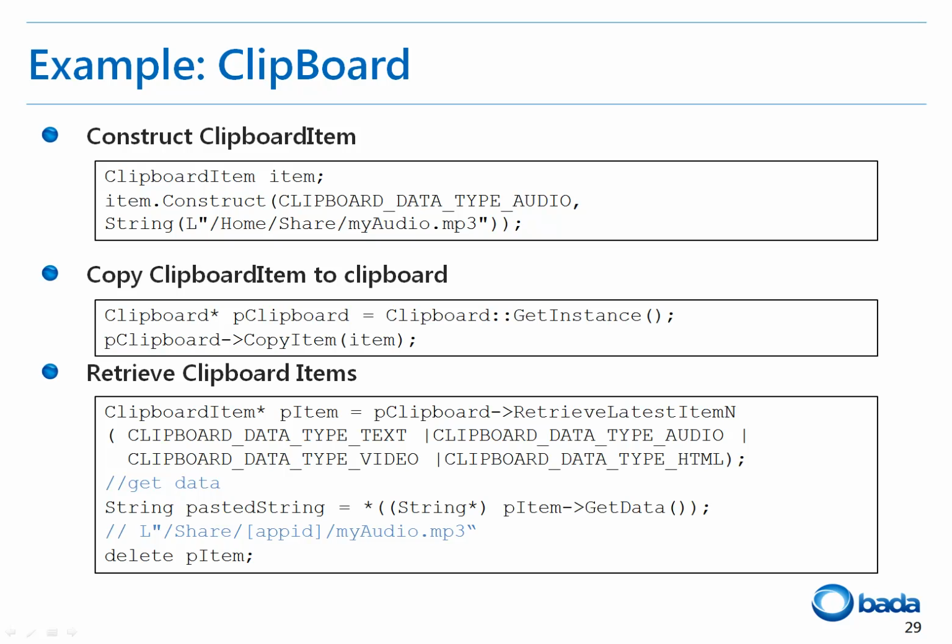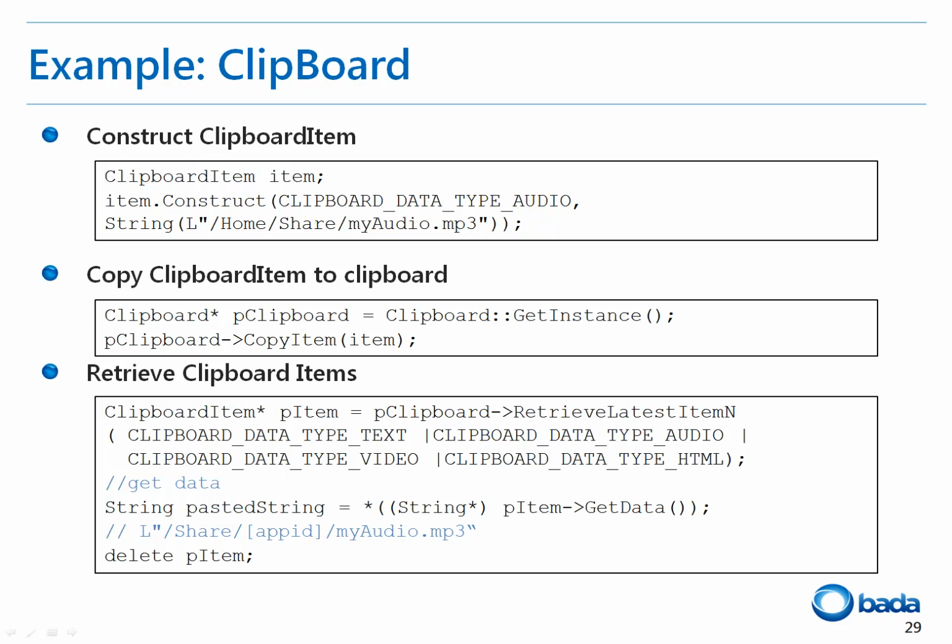Let's look at one example of a clipboard. Here in this example, I've shown how to copy an audio file and how to retrieve it. First, we need to construct a clipboard item with the audio file. Clipboard item is the data handling unit between the system clipboard and applications. Now, we need the instance of the clipboard, which we get using the getInstance method, and then using copy item we can copy the specified item to the system clipboard.